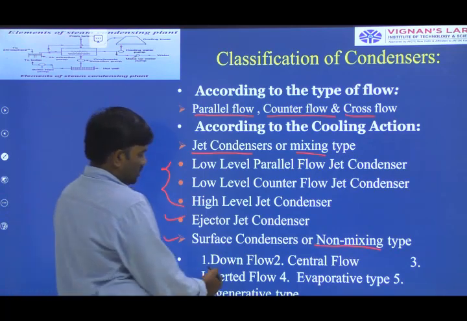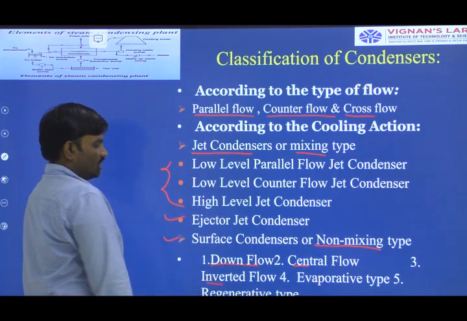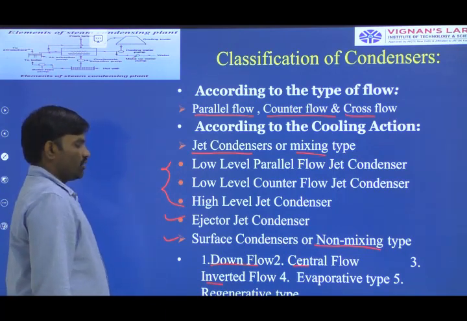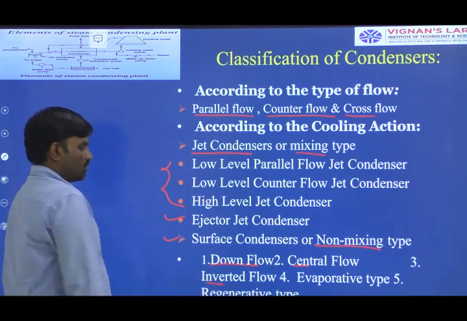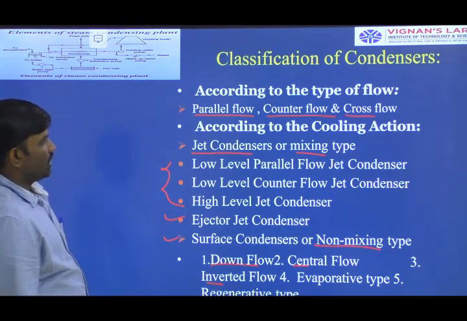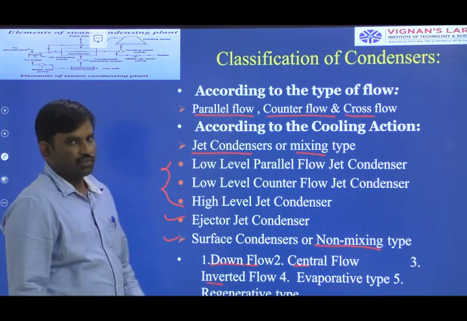The first surface condenser type is down flow, the second is central flow, the third is inverted flow, the fourth is the evaporative type of surface condenser, and the fifth is the regenerative type of condenser. In that manner we will discuss the working principles of all these different types of condensers.